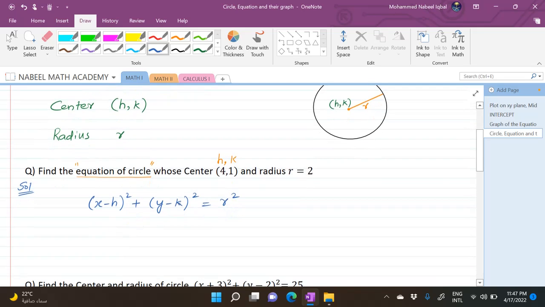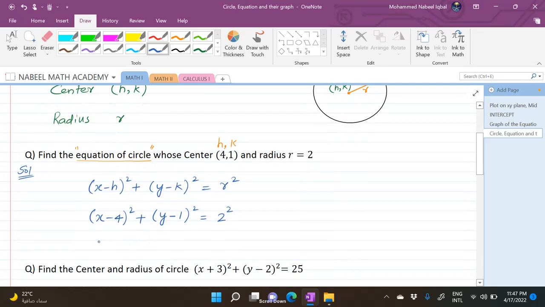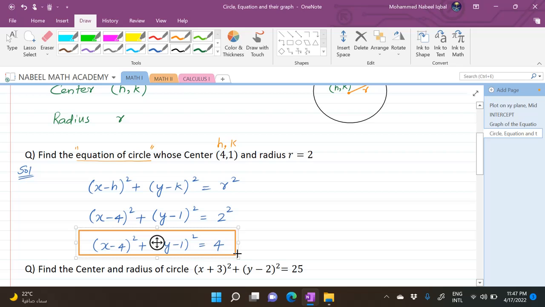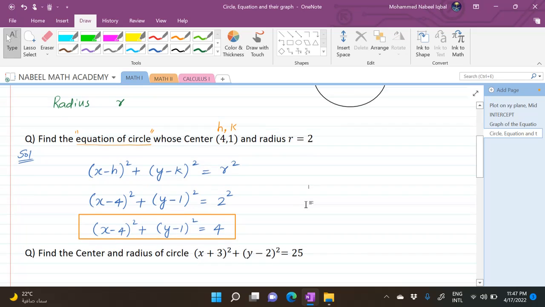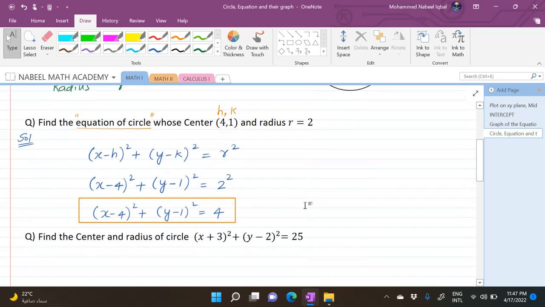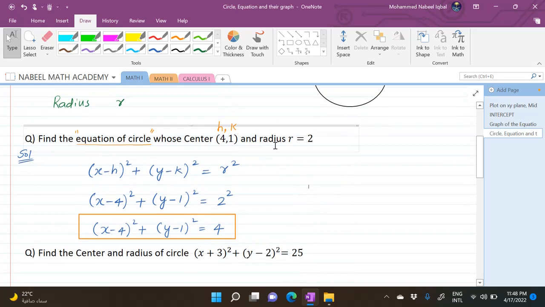Now everything is given in the question, therefore I just substitute. So x minus 4 whole square, that is the h, and y minus k value is 1 whole square equal r square. What is r square? This is 2 square. If you further simplify, the final answer will be x minus 4 whole square plus y minus 1 whole square equal 4. So this is the standard form of the equation of a circle. This is the first example where the center and radius are given.